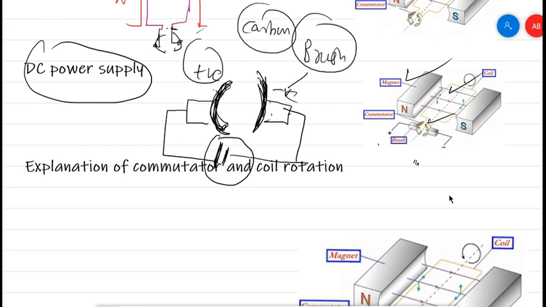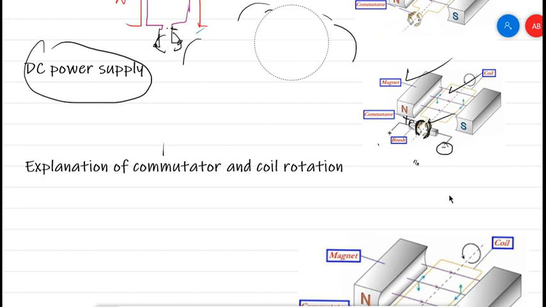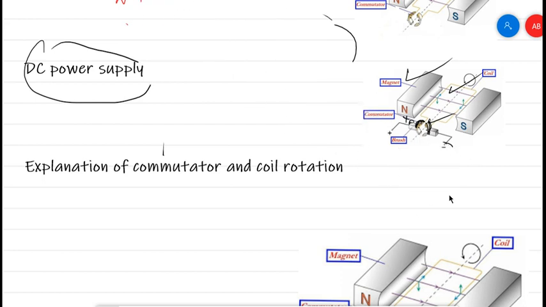The same thing is over here in this diagram. If you see this commutator, which supply it has, a positive. Which supply this commutator has, a negative. Keep this thing in mind, and it will be very helpful to understand the further work of a DC motor. Okay, go ahead.